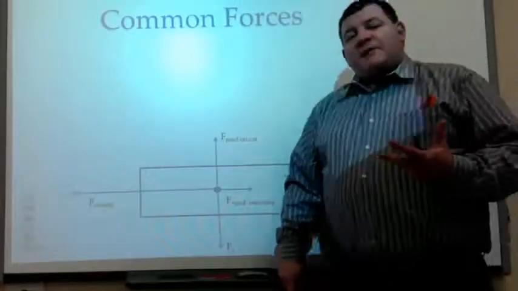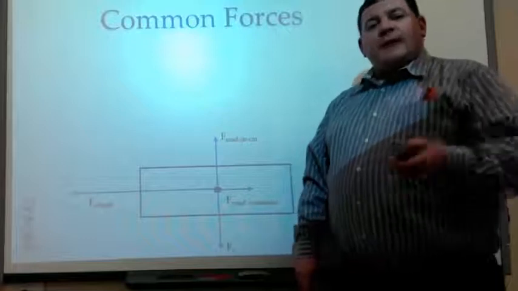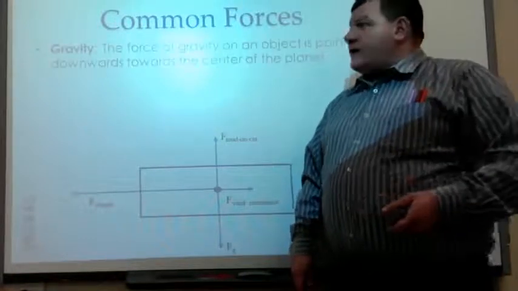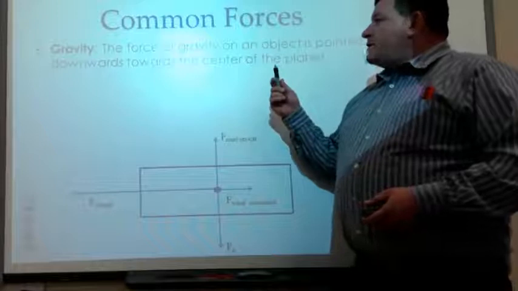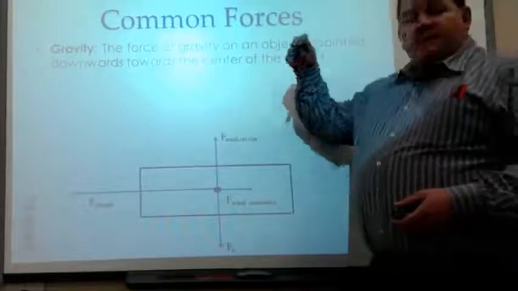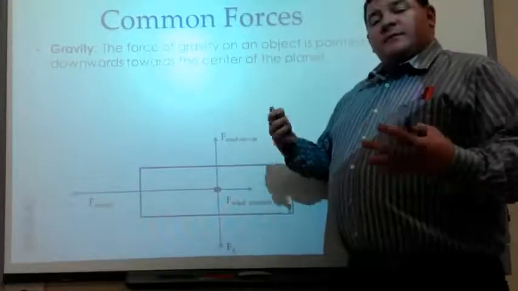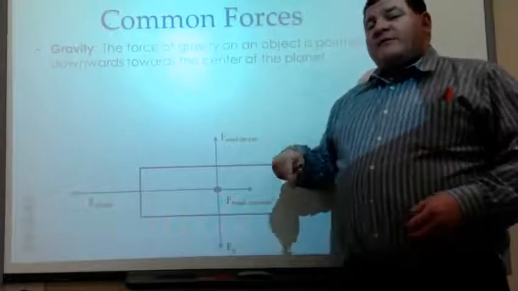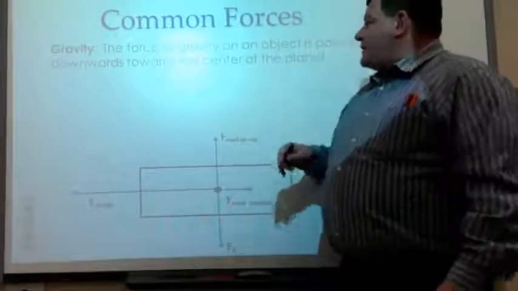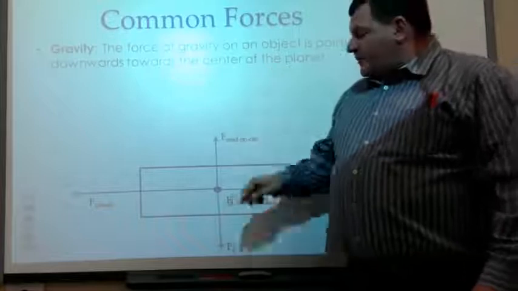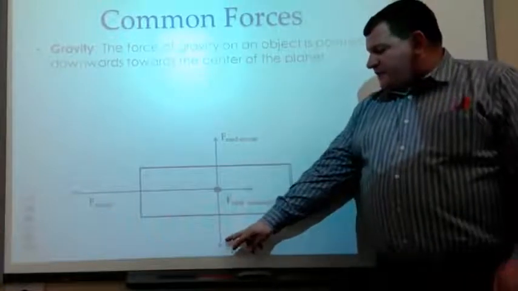Let's talk about some common forces that we had here. The first one, obvious one, the force of gravity. Force of gravity on an object always goes down. The more mass an object has, the more gravity pushes down on it, the bigger vector you're going to have. It goes towards the center of the planet. So that's my F of G down here.